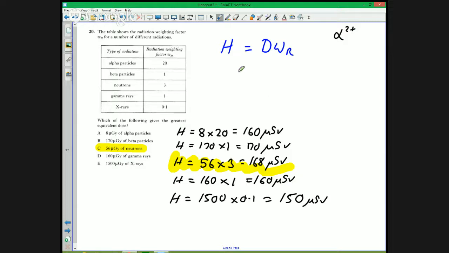Remember, the dose equivalent doesn't tell you everything. You have to work out the dose equivalent rate to get a better picture of things. And that was in a previous video, which you can go and study.